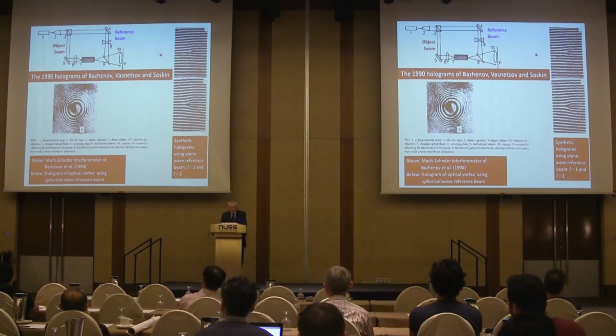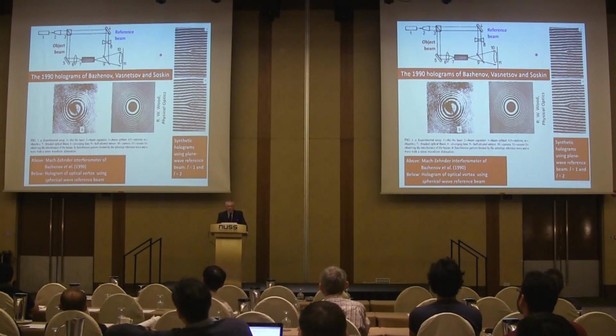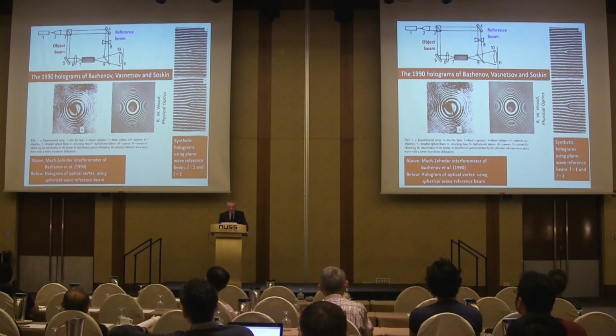So once again, here's this interferogram that was seen with the twisted light. And for comparison, on your right here is the standard interferogram that you'd see if you just interfered a spherical beam with a plane wave without the twist.